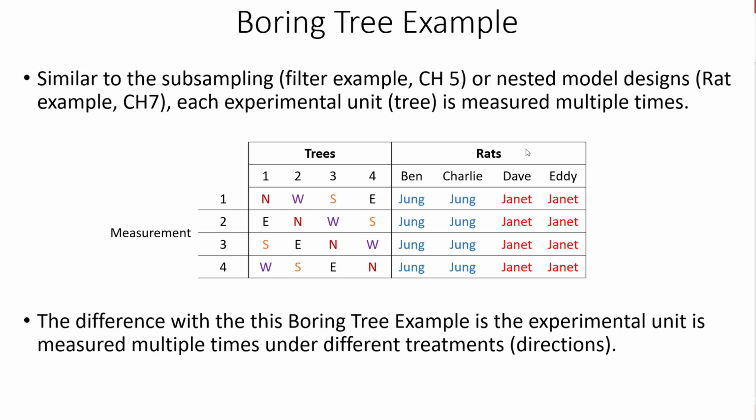Whereas in our rat experiment in chapter 7, Ben, the rat, was measured just by Zheng. Charlie, the rat, measured just by Zheng. Dave, the rat, and Eddie, the rat, were measured just by Janet. These rats weren't measured using the different techs, just the same tech per rat. And that's going to be the key difference between a subsampling method and a randomized complete block design. If you change the level that the experimental unit is measured in, then that gives us more information. And so we don't have to consider it just a nested factor anymore.